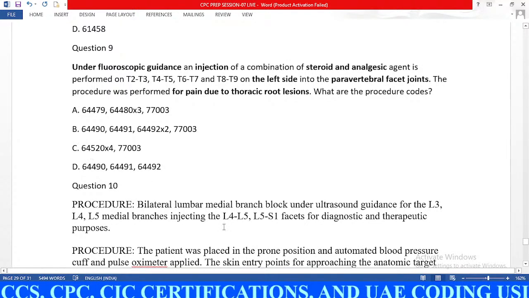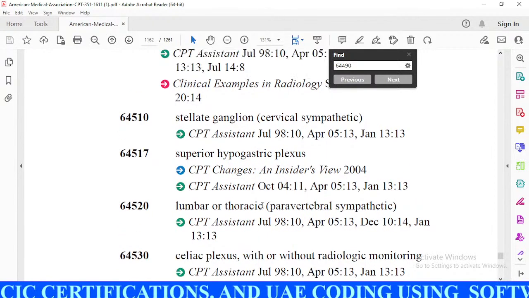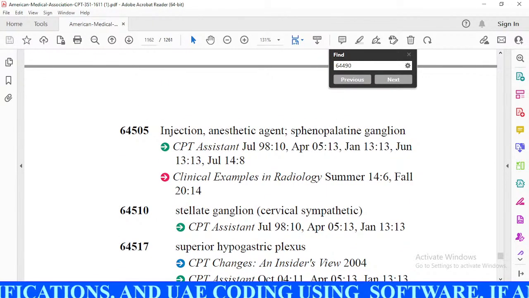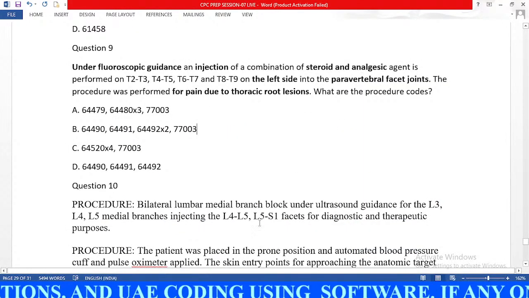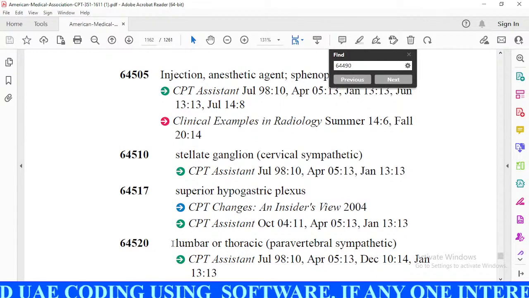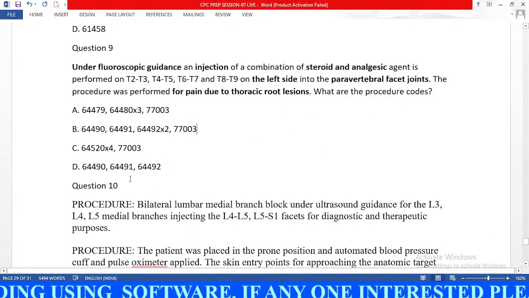What is this, 64520? Yes, lumbar or thoracic. Our physician has injected steroid and analgesic, not anesthetic. So 64520 is a wrong answer. We can directly eliminate this, and we will check 64490.